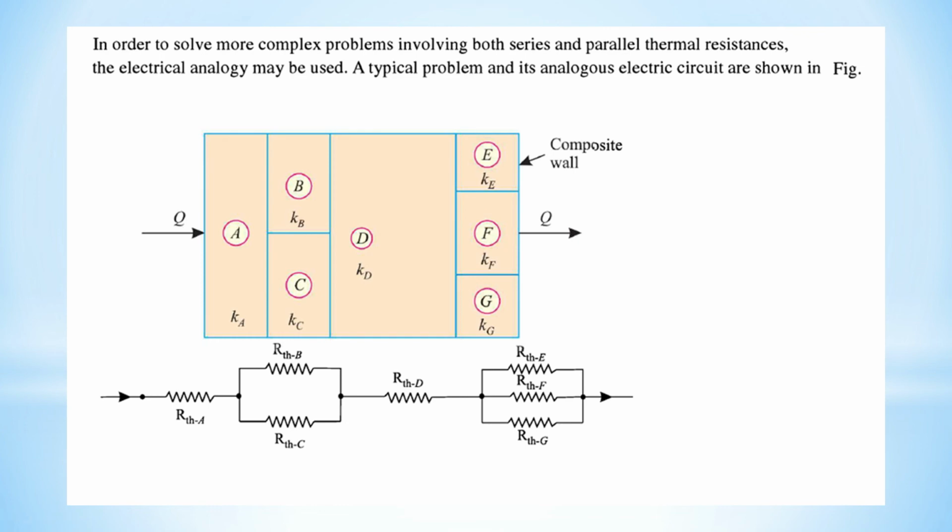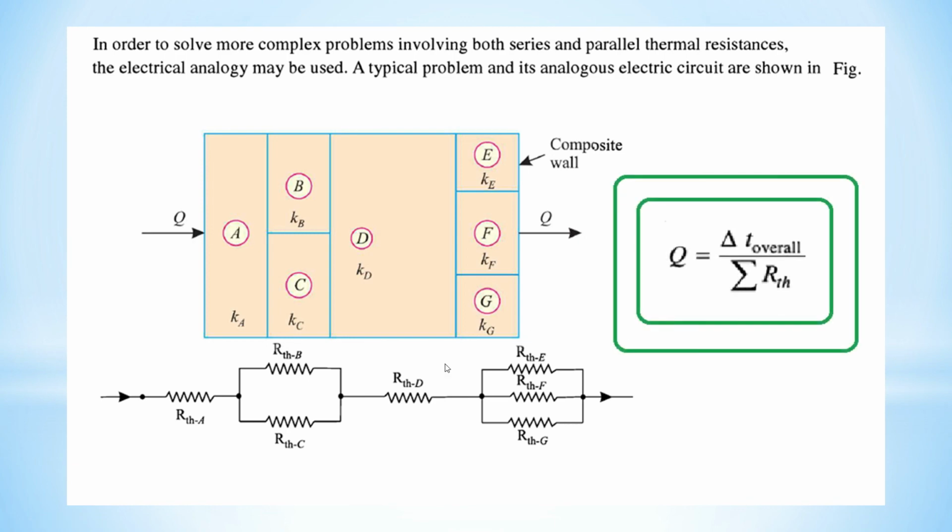Same as in some of the cases, for example, where the wall is divided in two parts, how can we solve the example? So in this type of case, we consider a thermal circuit, same as in an electrical circuit, where we consider parallel and series connections. Then we find the equivalent resistance, put this value in the heat transfer equation, and solve the example. So in order to solve more complex problems involving both series and parallel thermal resistance, the electrical analogy may be used. A typical problem and its analogous electrical circuit are shown in the figure.